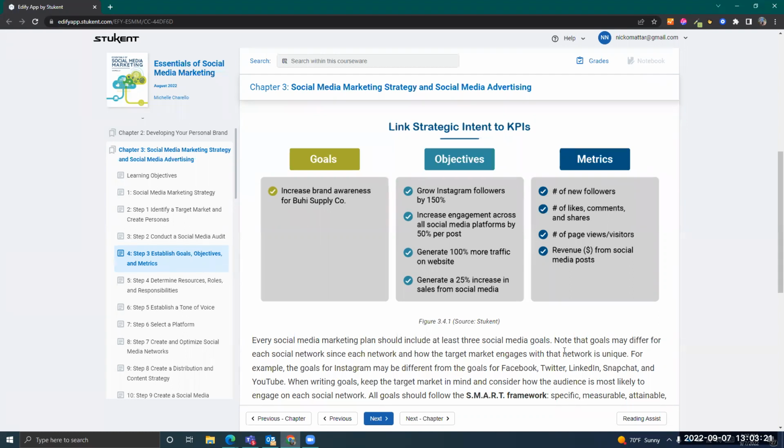What are the number of new followers? What are the number of new likes? What are the numbers of page views and visitors? And what is the revenue from social media posts? Those are really the key things there.